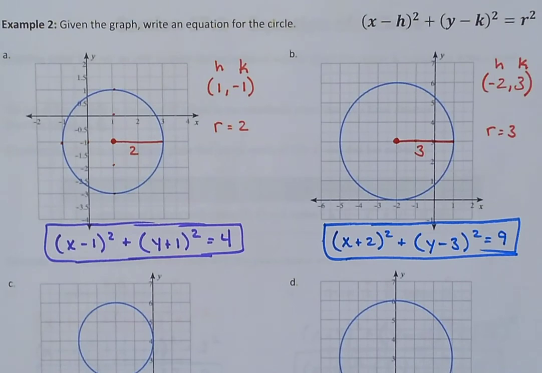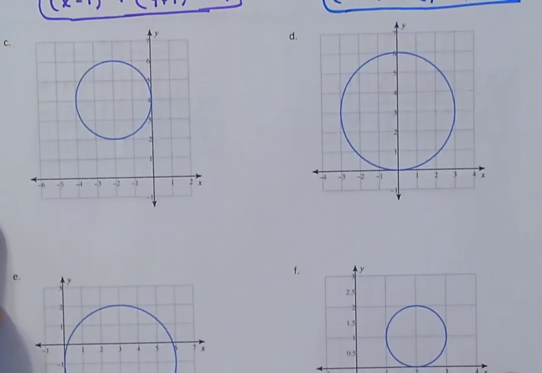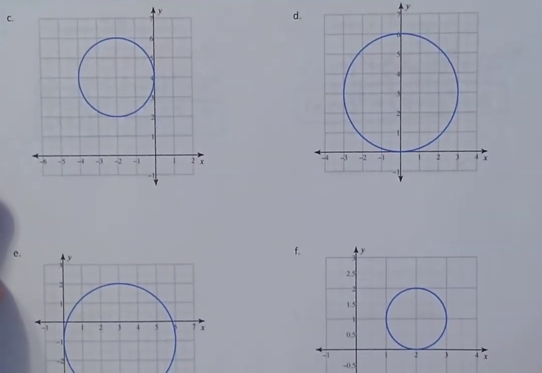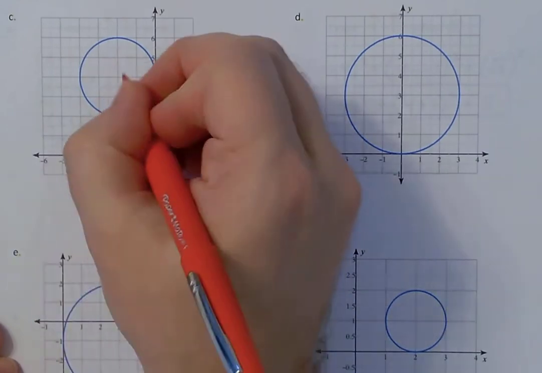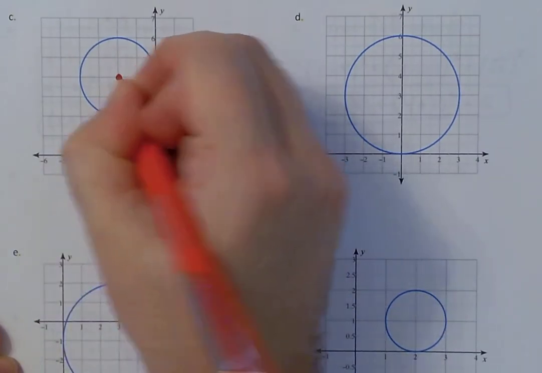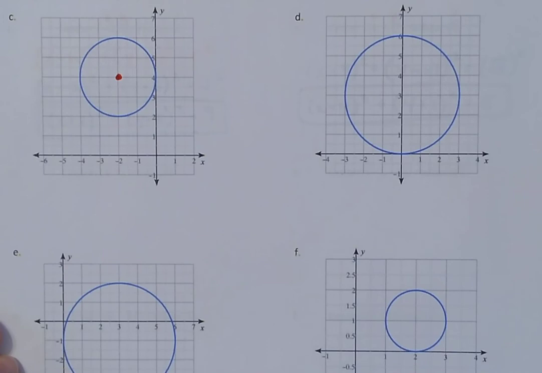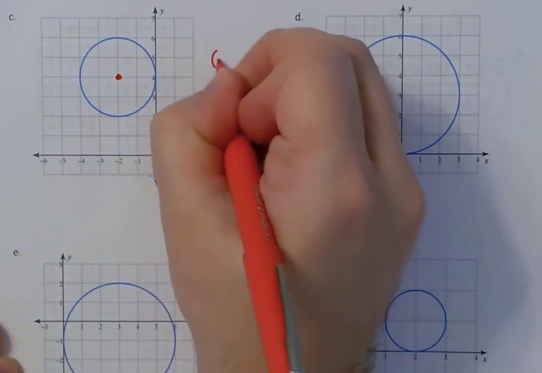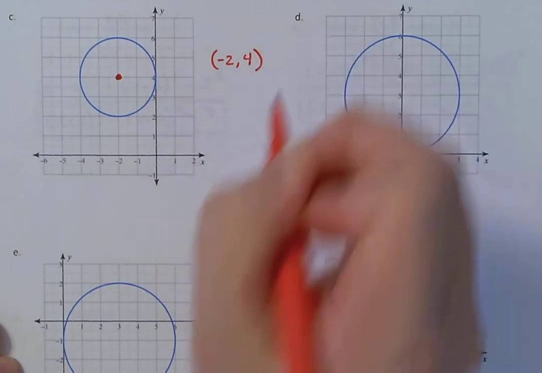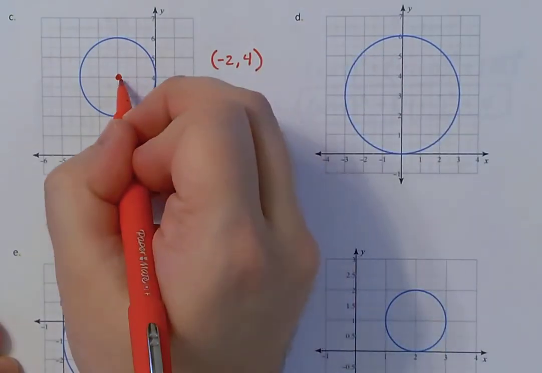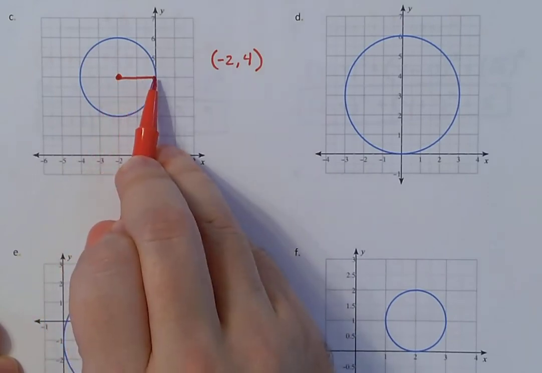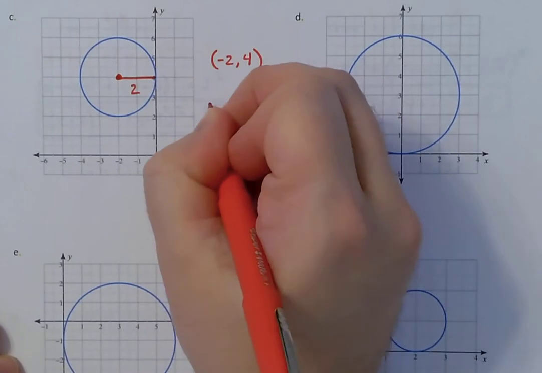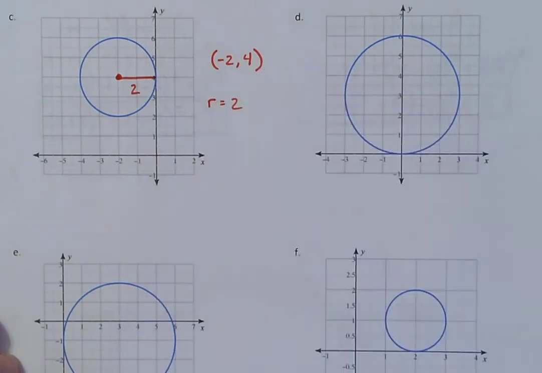Now, I'm not going to go through and write the equation for every circle for parts C, D, E, and F, but what I do want to highlight real quick is the center and the radius, just to give you more practice on seeing it done. So, for C, our center is going to be right here at (−2, 4). And then if we figure out our radius, it's going to be 1, 2. So our radius for C is 2.